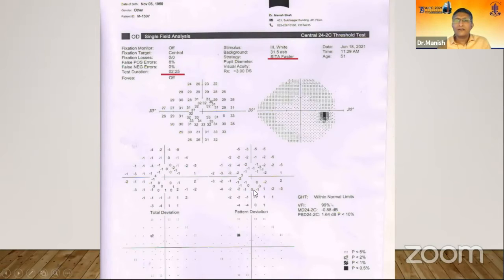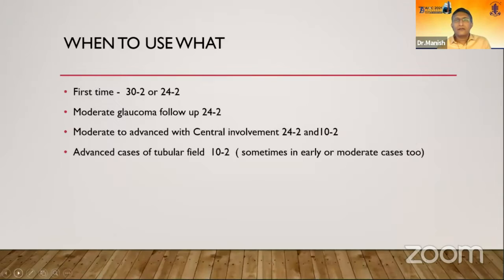In the 24-2C, these points are tested, and with the newer test algorithm called SITA Faster, testing time, as you can see, is really reduced to 2 minutes and 2.5 minutes. And patients are really happy with this test strategy, and you are getting so much valuable data of the central field. So you have to decide on what test to do when.